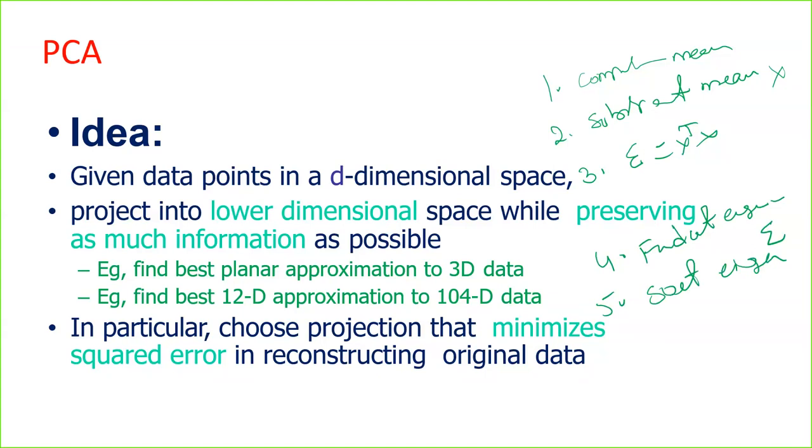And what next? Pick up the top k eigenvectors. Use these top k eigenvectors, multiply them with the data, and you will get the projected data. Clear? So all these steps are clear, right? Sir, any confusion?